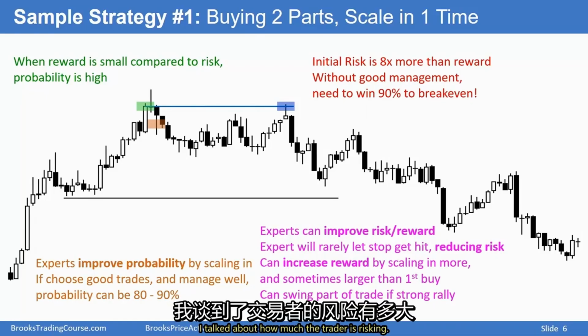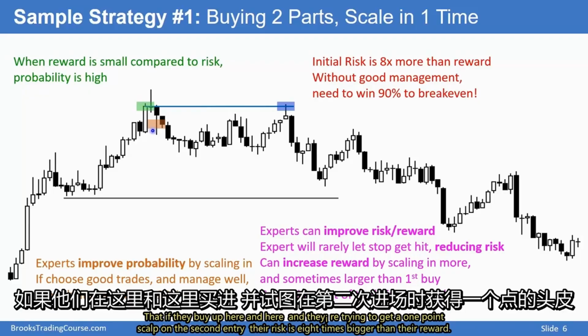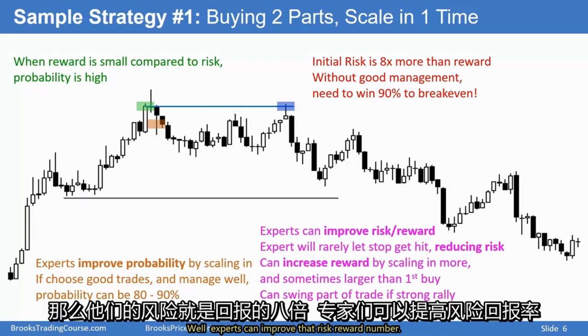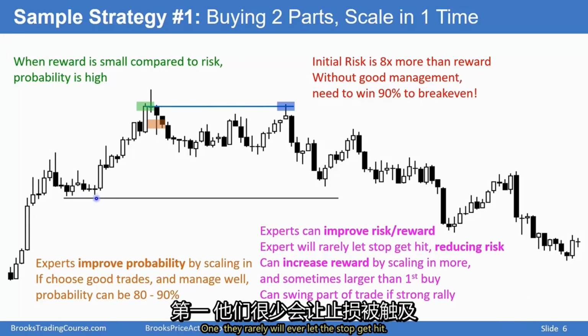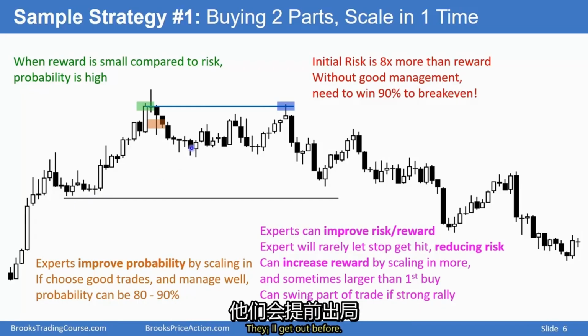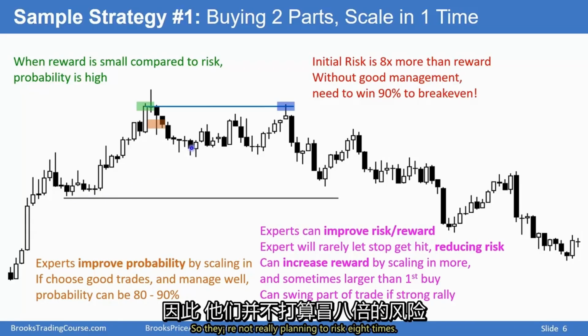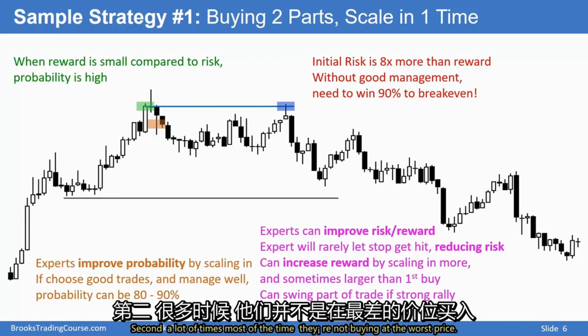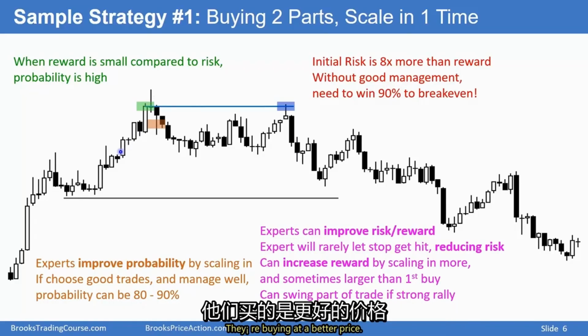I talked about how much the trader is risking, that if they buy up here and here, and they're trying to get a 1-point scalp on the second entry, their risk is 8 times bigger than their reward. Well, experts can improve that risk reward. Number one, they rarely will ever let the stop get hit. They'll get out before, so they're not really planning to risk 8 times. Second, a lot of times, most of the time, they're not buying at the worst price. They're buying at a better price.